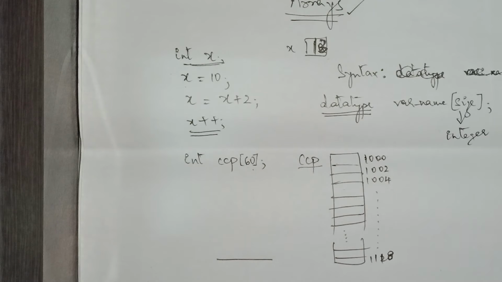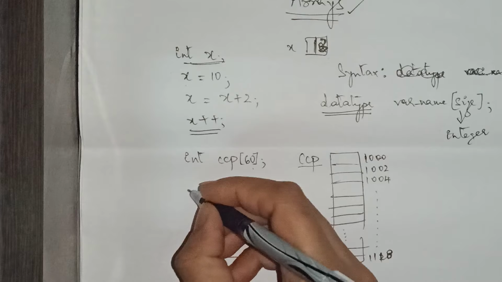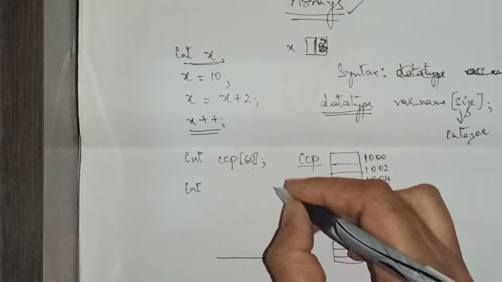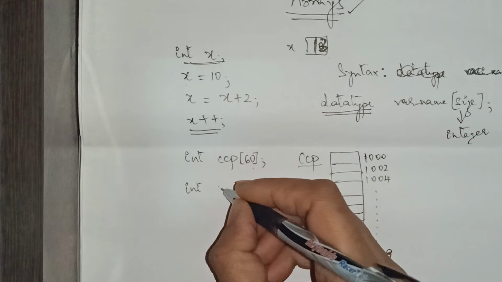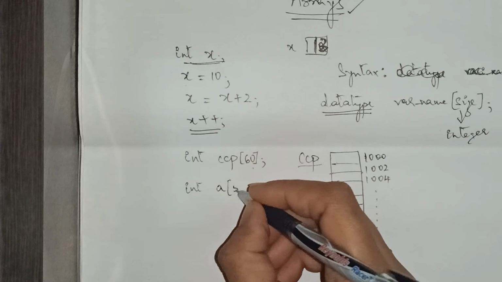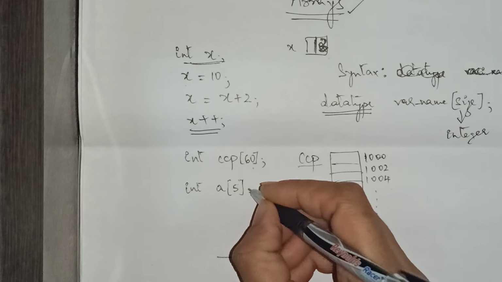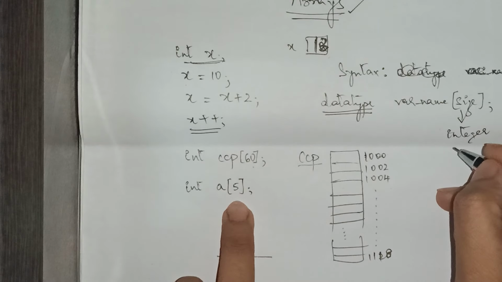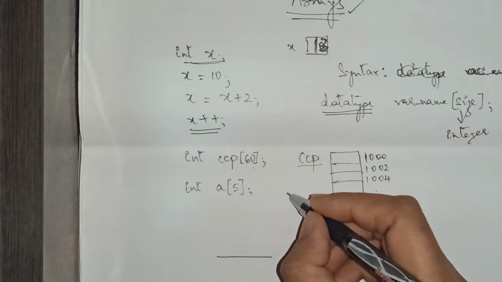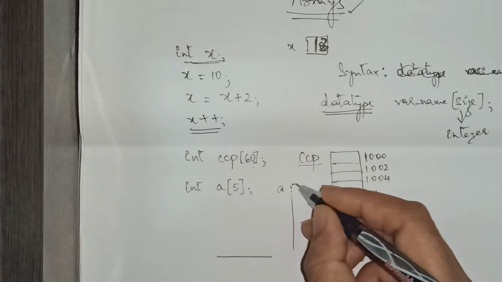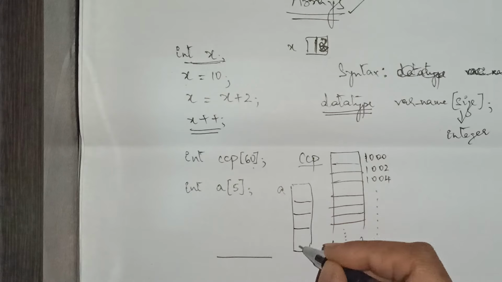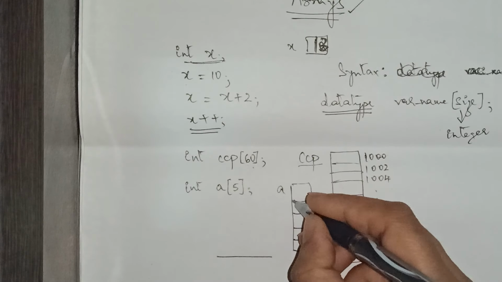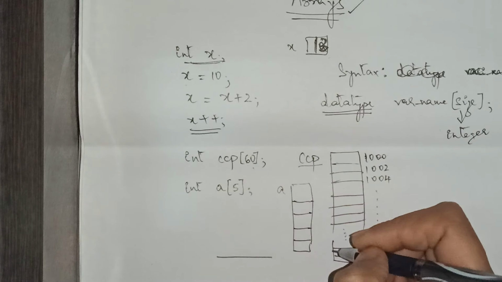Let's take a smaller example now. Let's not look at this 60. Let me take a simple array which holds 5 values. How is the memory allotted to it? Memory is like this: 1, 2, 3, 4 and 5, right? It is stored here.